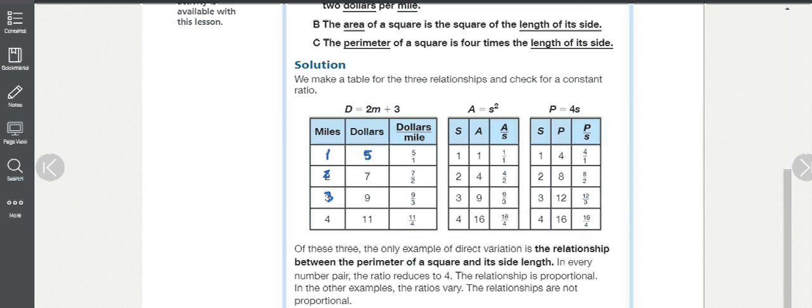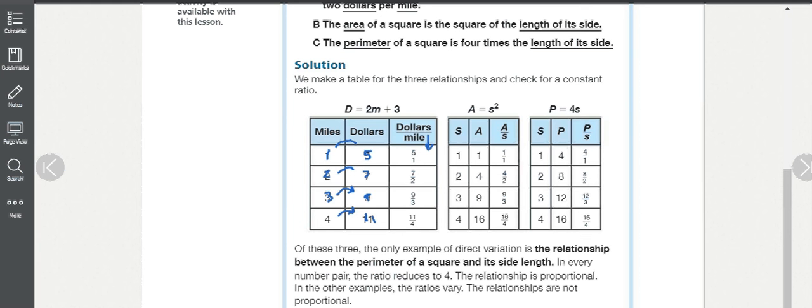Okay. 2 times 2 is 4, plus the 3 is 7. 3 times 2 is 6, plus the 3 is 9. And then 4 will be 11. Okay. So you could even have a column that shows the proportion, or you could just be watching, is this always being multiplied by a constant? It doesn't look like it, right?